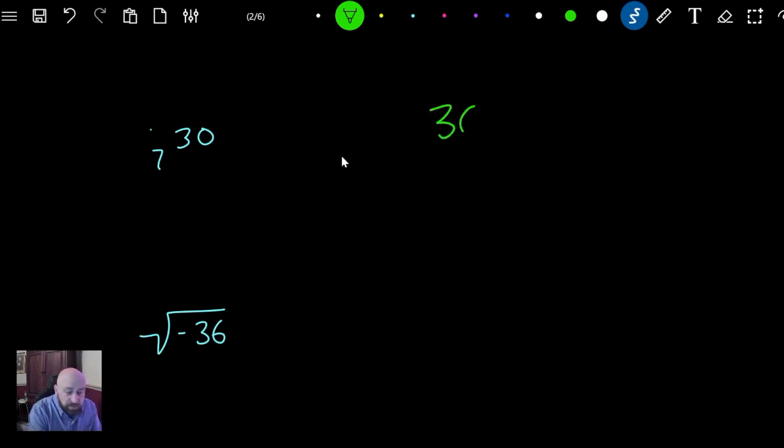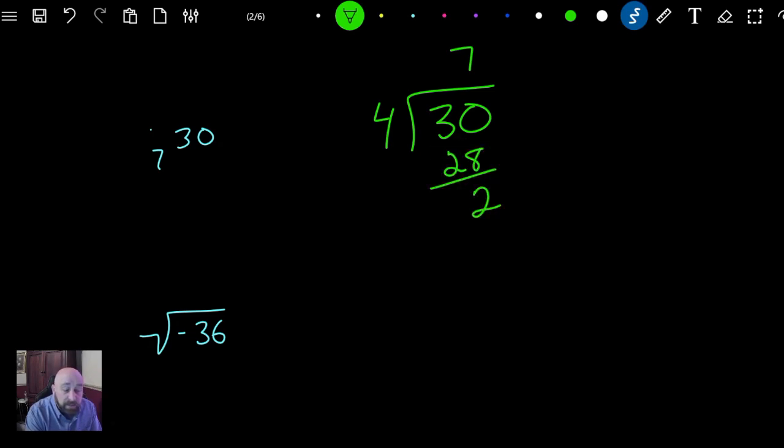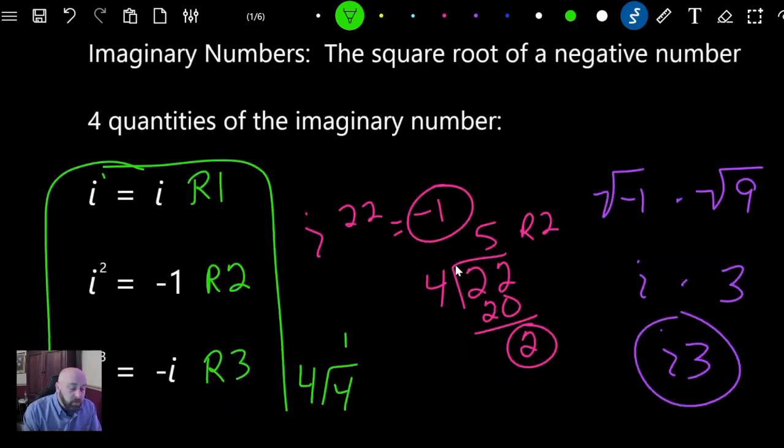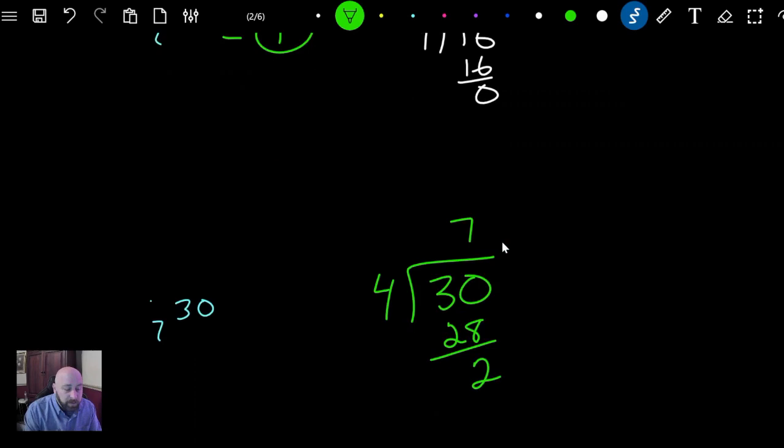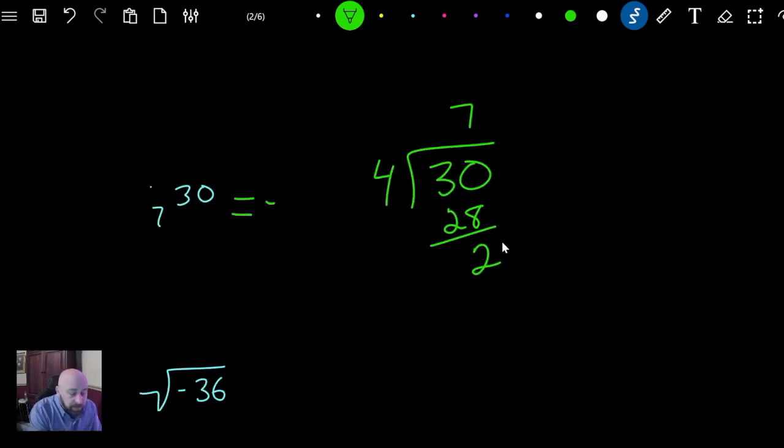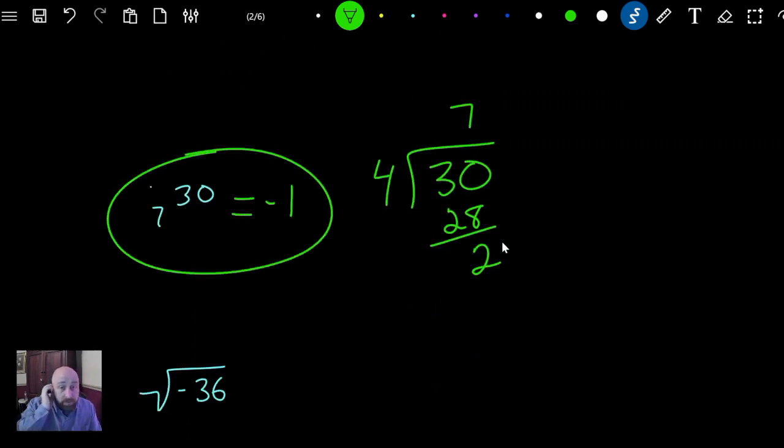Okay. Next, i30. We're just going to do the same thing. 30 divided by 4 is going to give us, well, 4 goes into 30 seven times, and 7 times 4 is 28, and that's going to give us a remainder 2. So you can scan back up to your chart again. What are the remainder 2s? Remainder 2s give us -1. So the answer to this one is going to be -1.